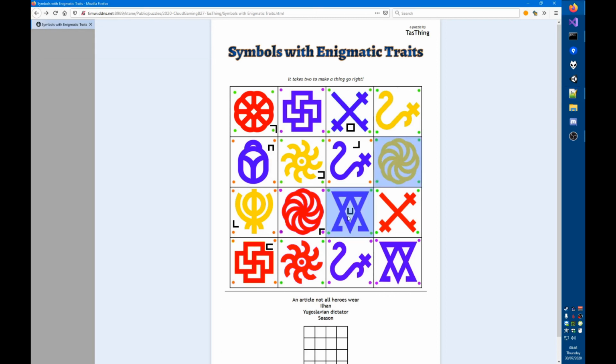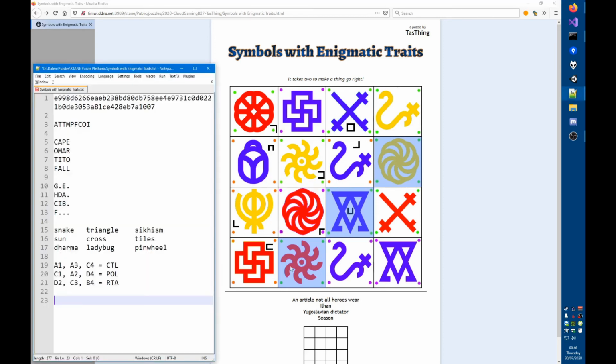D2, C3, and B4. Yep, colors check out, dots check out, and the sun, the triangle, and the pinwheel check out. Okay, so this is as far as I can get. Let's think about some other things. It says it takes 2 to make a thing go right. Why would it say it takes 2, but there are 3 sets in this arrangement?